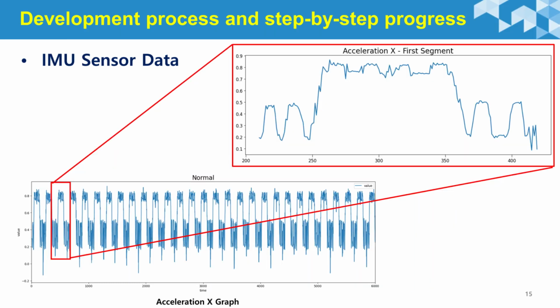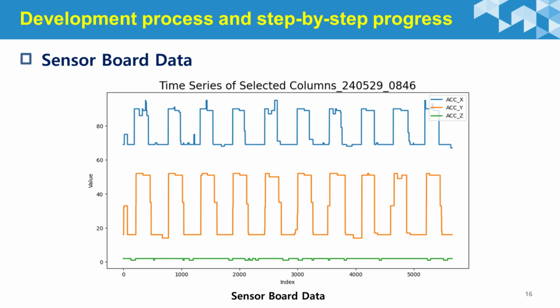Here is the data we collected. The graph below is a graph collected from the IMU sensor. If you look closely, you can see that it looks something like the top right. Here is a graph collected using the sensor board.